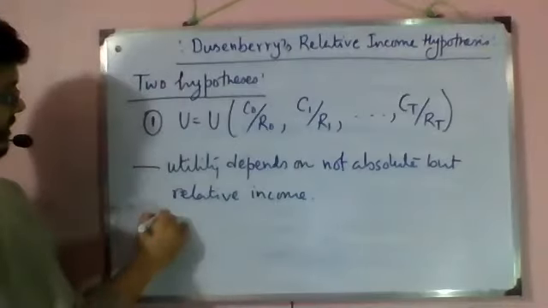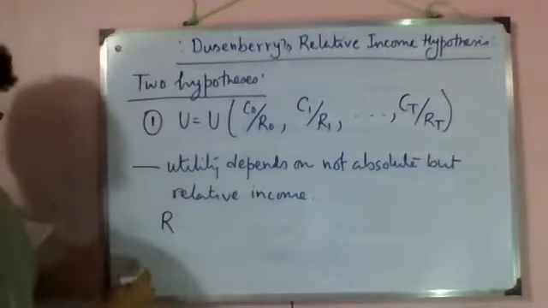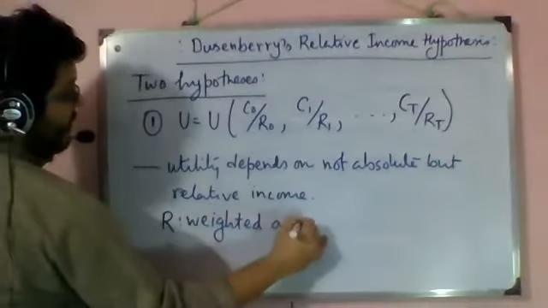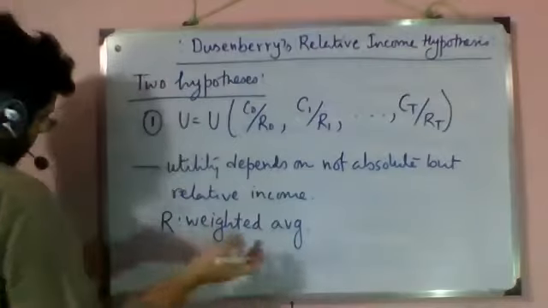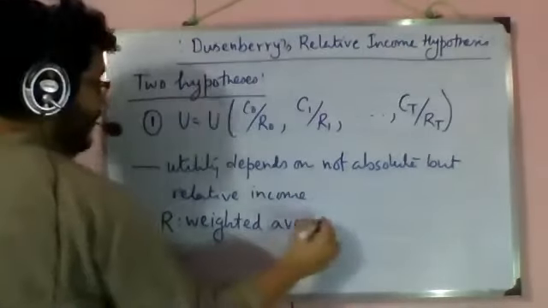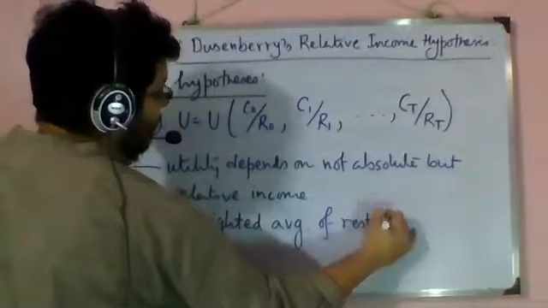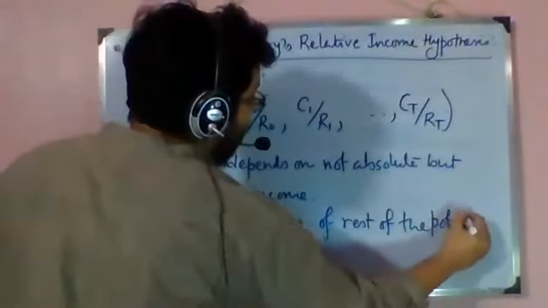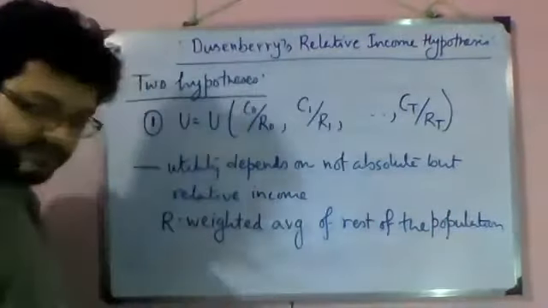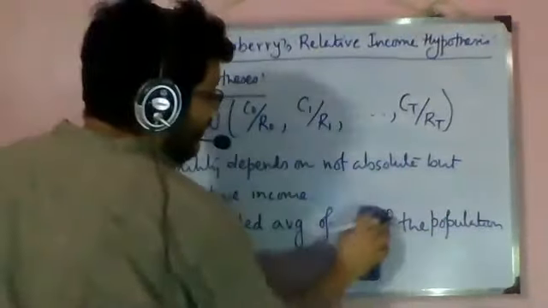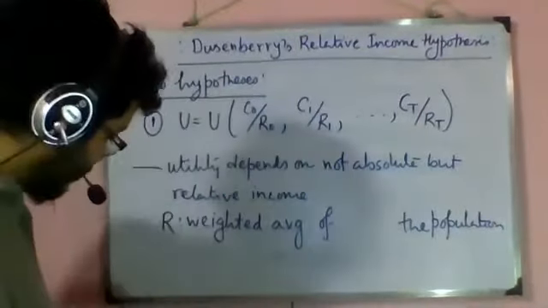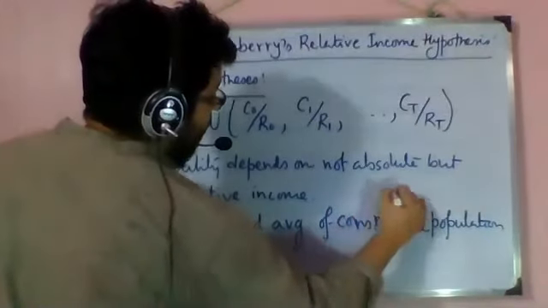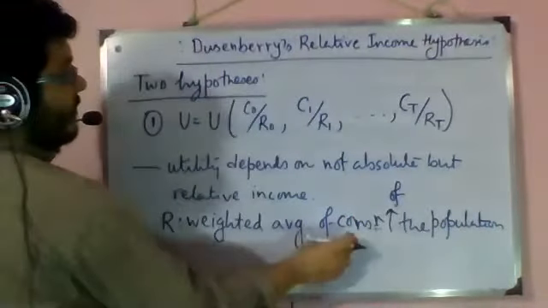So now what is R then? What is R? R is the weighted average. The definition of R comes very naturally. The weighted average of the population. Not rest of the, I'll not say rest of because that will be wrong. Weighted average of the consumption of the population. So weighted average of consumption of the population.